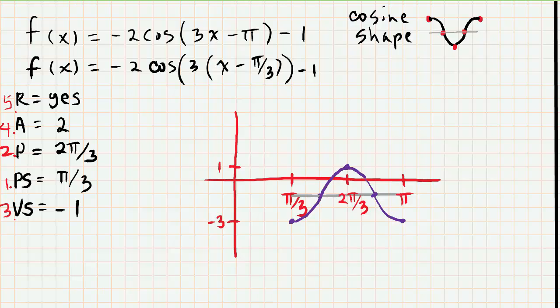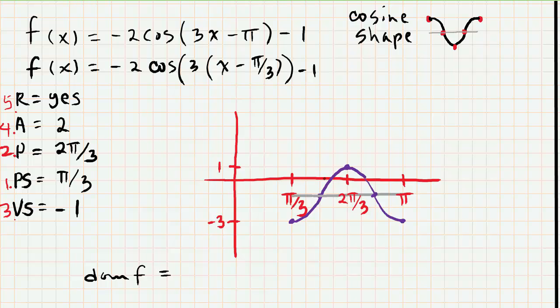And that is the graph of our transformed cosine function. And it will go on forever to the right and to the left, repeating itself. We don't need to put those in. We don't need to put arrows, but if you want, you can. It's up to you. Let's finish this off by finding the domain of this function and the range of this function.